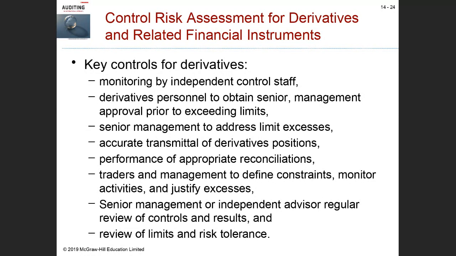The next point, traders and management to define constraints, monitor activities, and justify excesses. So just suggesting that people involved in those types of contracts have to have constraints in terms of what they can invest in, how much they can invest in a particular instrument, etc. And whatever those constraints are, you have to have a monitoring process in place, perhaps the internal auditors, right? And then justify excesses. If you want to exceed the predetermined limits, why? Right? Should be a control to generate these types of questions.